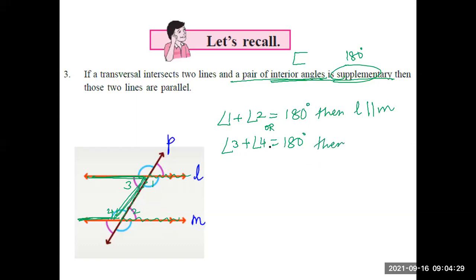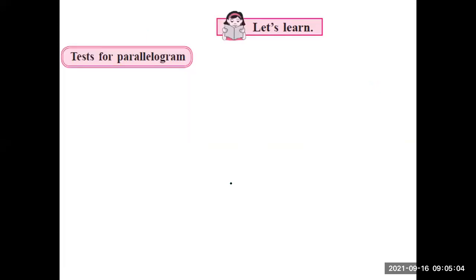So if angle 3 plus angle 4 equals 180 degrees, then what can we say? Line L is parallel to line M. Okay. So these are the three types of tests for parallel lines. If we want to prove that a given pair of lines is parallel, we can use any one of these: either the corresponding angle property, or the interior angle property, or the alternate angle property. Okay, please remember the names. So those were the tests for parallel lines.